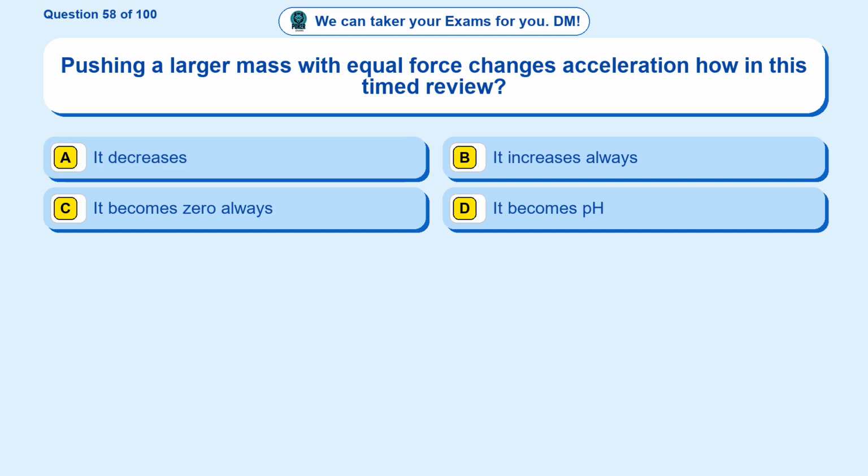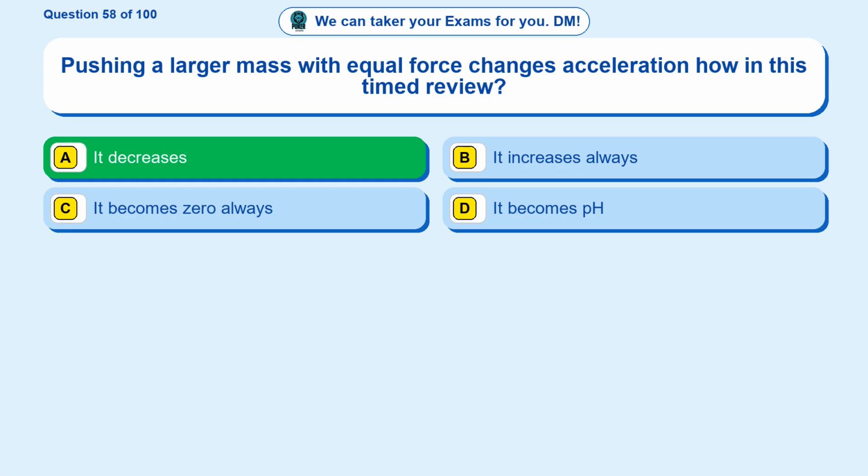Question 58. Pushing a larger mass with equal force changes acceleration how in this timed review? Option A, it decreases. Option B, it increases always. Option C, it becomes zero always. Option D, it becomes pH. The correct answer is option A.